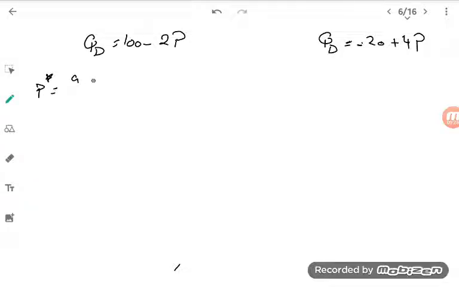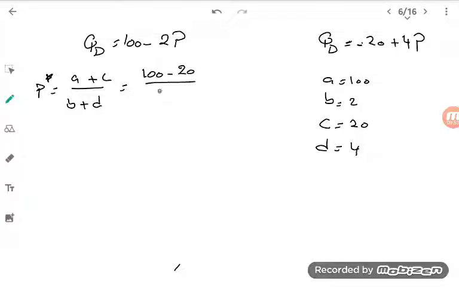Example. If you know that QD equals 100 minus 2P and QS equals negative 20 plus 4P, and if it's required to calculate the equilibrium price, we can write it as equilibrium price equals A plus C over B plus D. A equals 100, B is 2, C is 20, D is 4. So it will be 100 plus 20 divided by 2 plus 4. It's 120 divided by 6, which is 20.